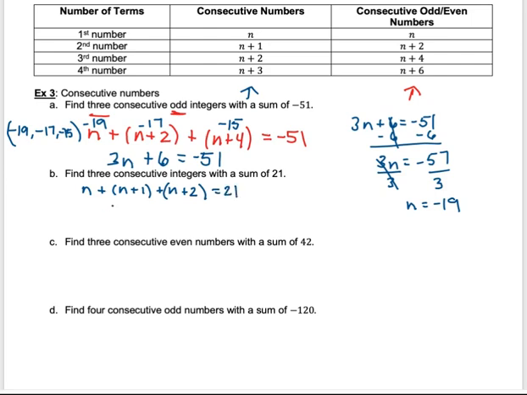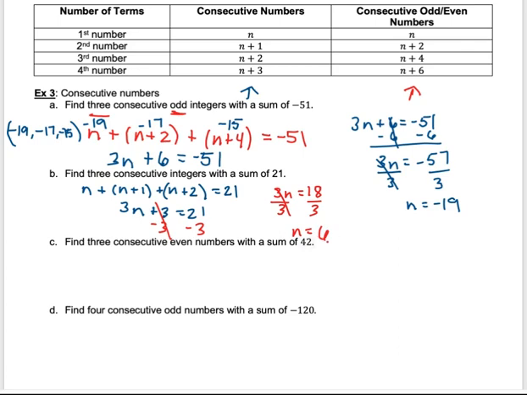So I combine like terms. I have n plus n plus n, that's 3n, and 1 plus 2 is 3. And I can solve. So I'm going to subtract 3 from both sides. I get 3n equals 18. Divide by 3, and I get n equals 6.